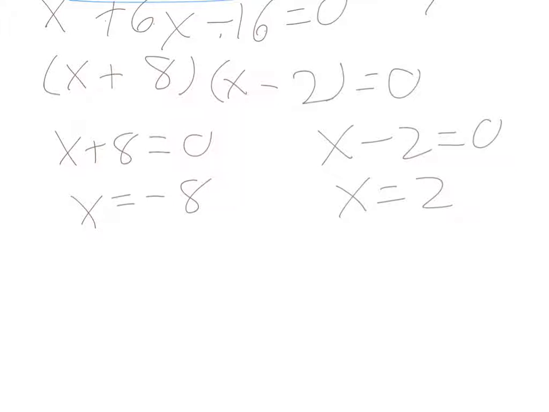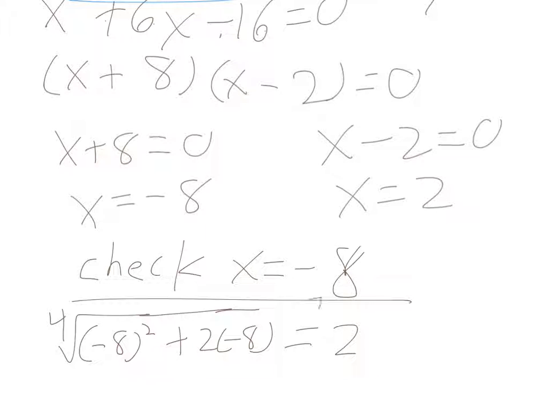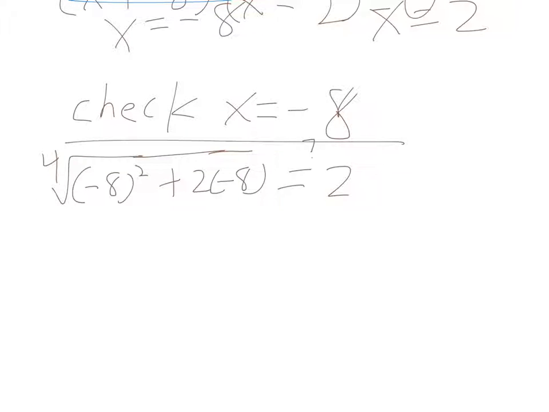So now remember, we need to check both answers by plugging them back into our original equation. So if we check x is equal to negative 8, we have to do the fourth root of, instead of x squared, negative 8 squared, plus 2 times negative 8, instead of plus 2 times x, and see if that equals 2. So remember, negative 8 squared is 64, and 2 times 8 is negative 16, equals 2.